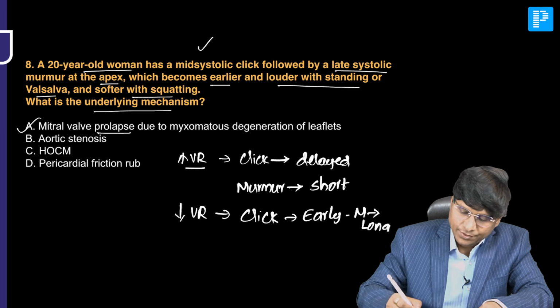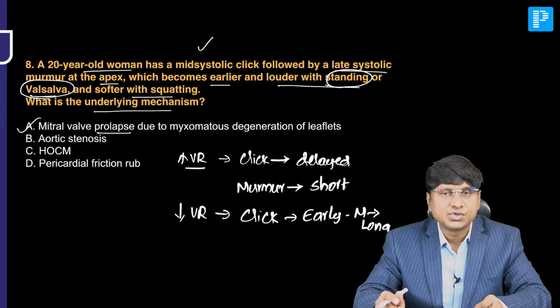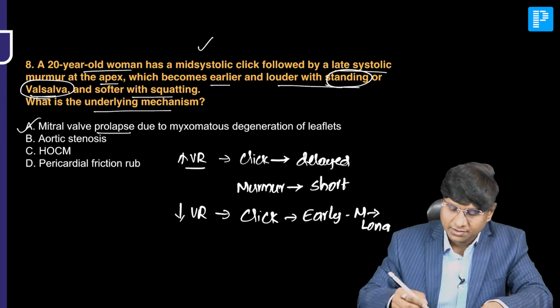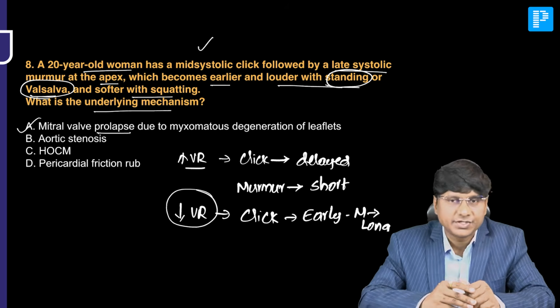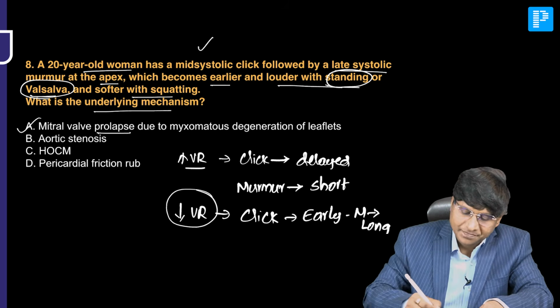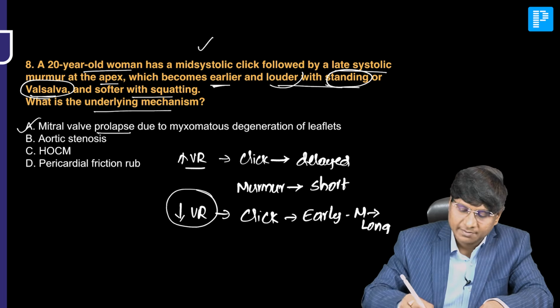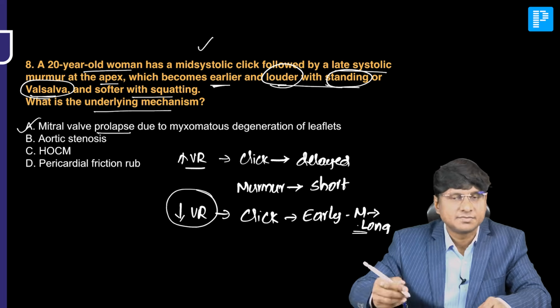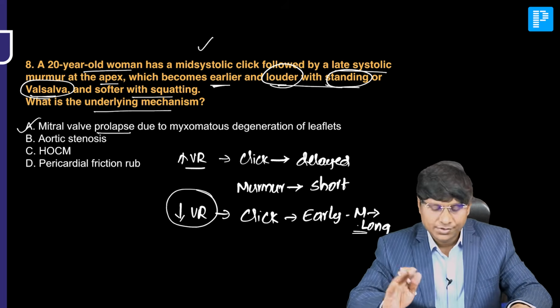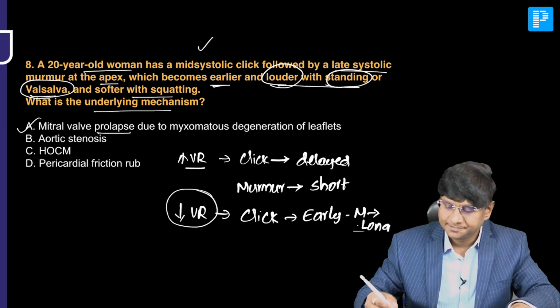So here you observe very carefully: upon standing as well as Valsalva, what will happen to venous return? The venous return reduces, right? As the venous return reduces, the click will be early. The mid-systolic click is becoming earlier and the murmur is louder. That means the murmur is becoming longer, which is nothing but louder. So this is the mechanism in the case of mitral valve prolapse syndrome, right?